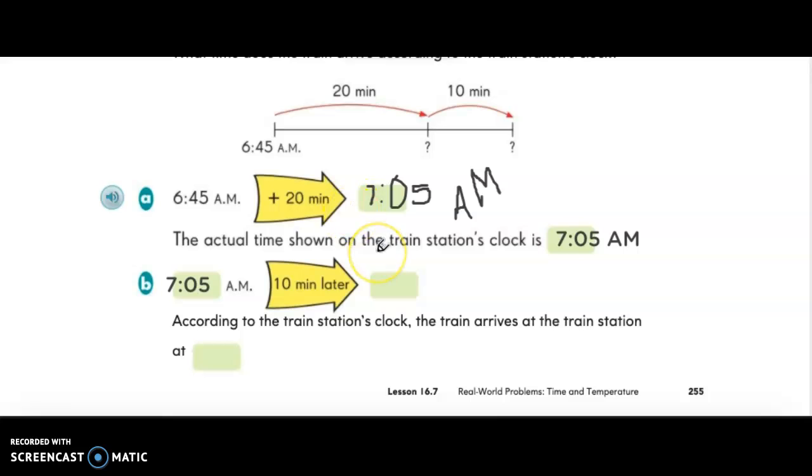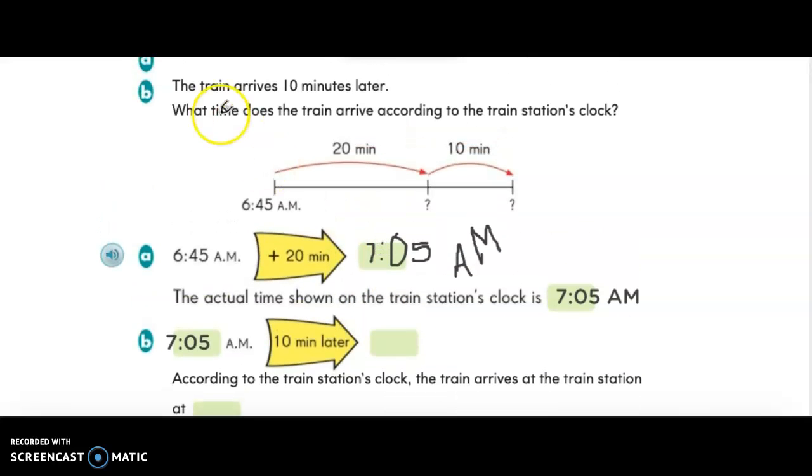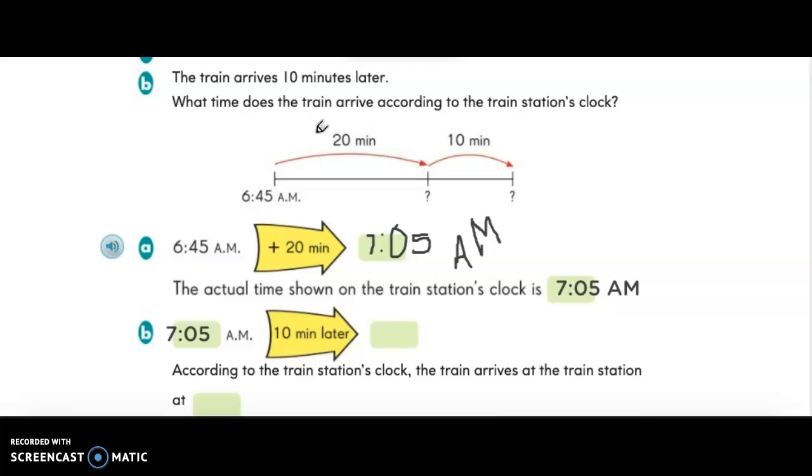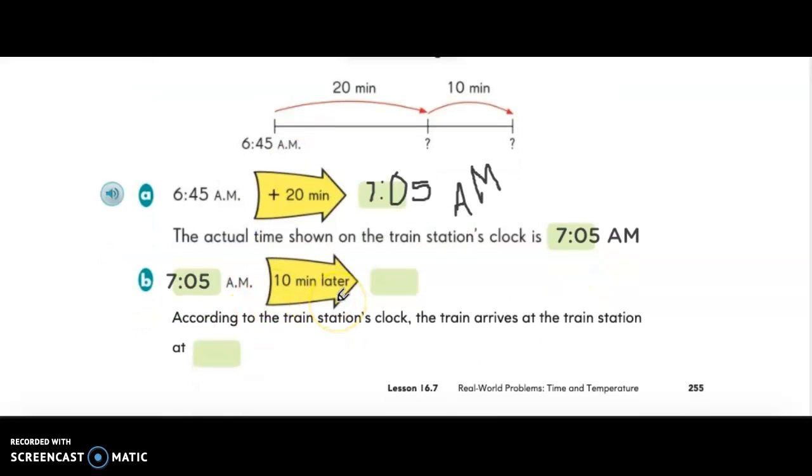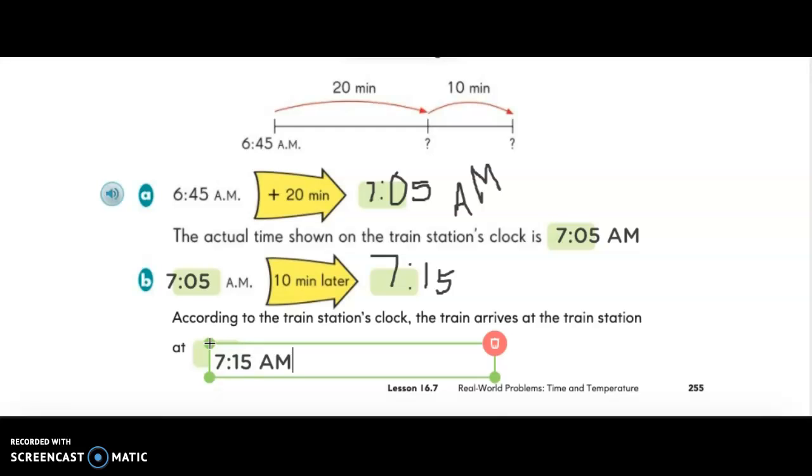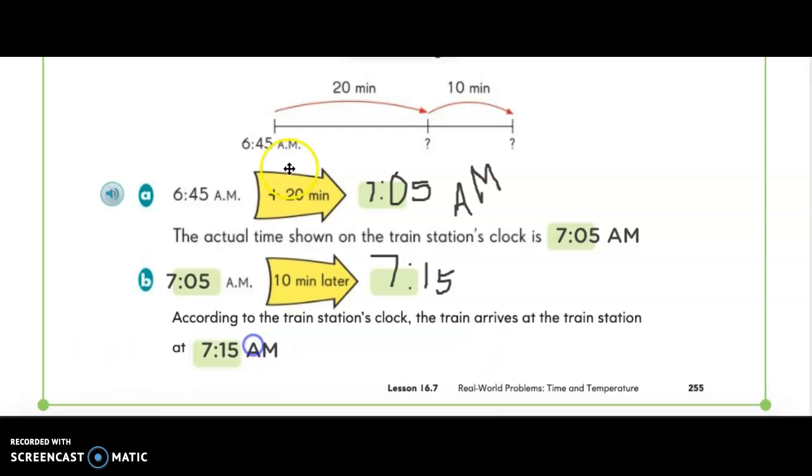Now we need to figure out about the train station clock. So the train arrives 10 minutes later, so then we're going 10 minutes past this, which would bring us to 7:15. And that would be our final answer, 7:15 a.m.